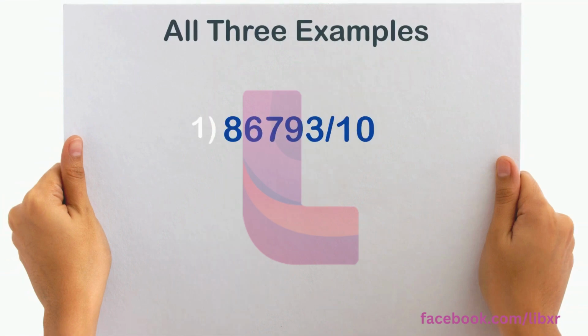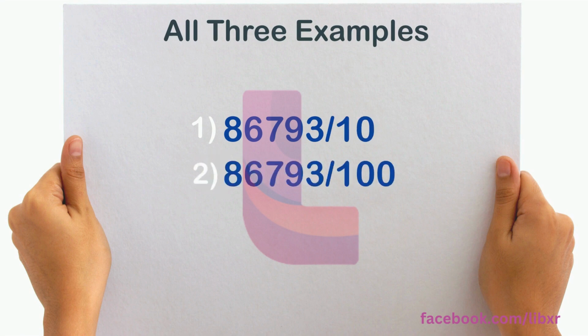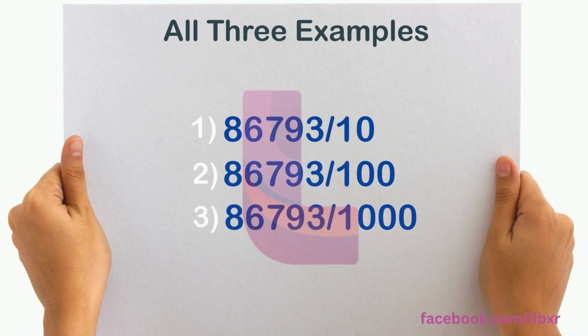86,793 by 10, 86,793 by 100, 86,793 by 1000. Now, to convert them into decimal numbers, what we can do is first write the numerator, then count the number of zeros in the denominator and put a decimal point in the number in such a way that the decimal places are equal to the number of zeros.